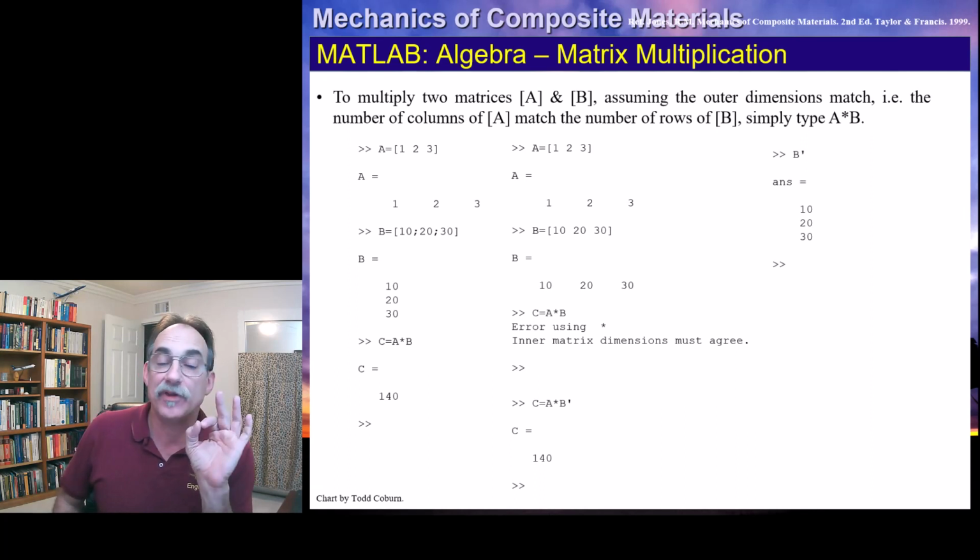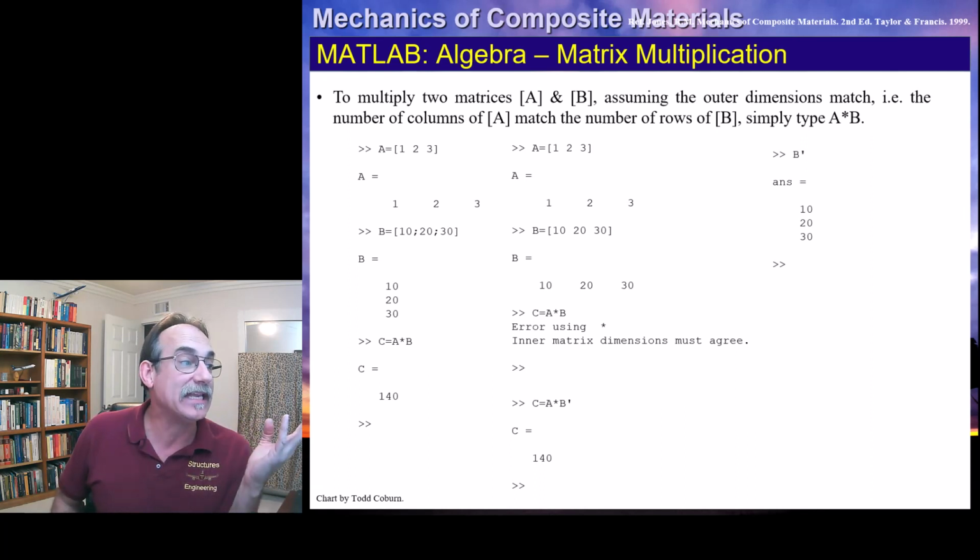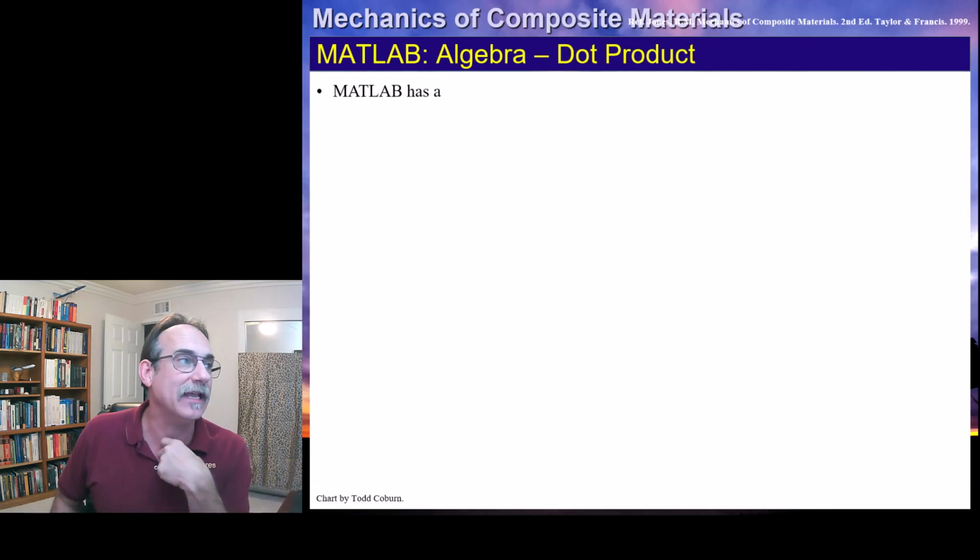So if we just write B prime, it's going to tell us what that is. B is still 10, 20, 30 in a row matrix. If we wrote B, it'd give us the row matrix back again. Okay?